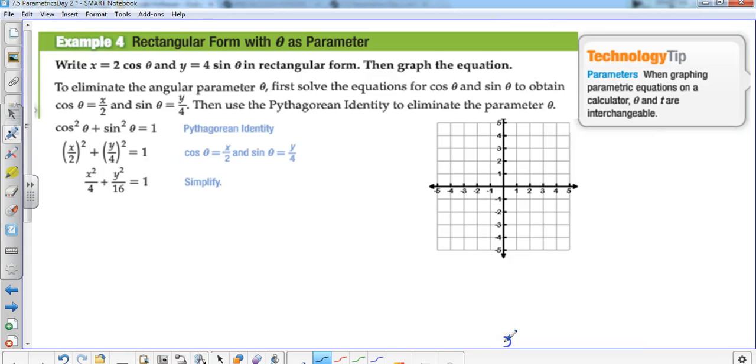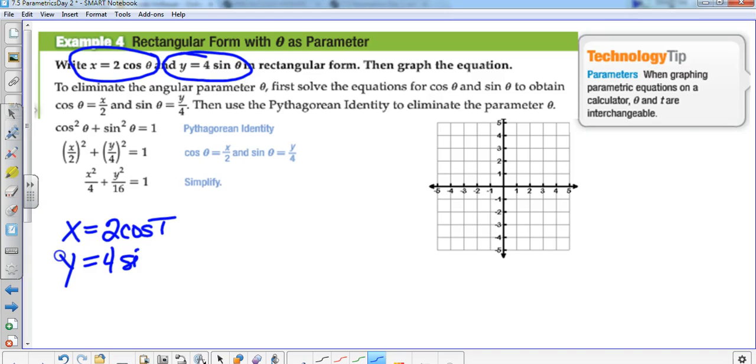Now we get some crazy business. These were on your homework, and I did not choose to assign these until today. Notice we don't even have a t. It says over here, when graphing parametric equations on a calculator, theta and t are interchangeable. So we're going to type this in as x equals 2 cosine t and y equals 4 sine t and see what happens. But because t is actually theta, and I told you to put your calculator in degrees, if we want to see a complete graph, we're going to set our t window to be 0 to 360.